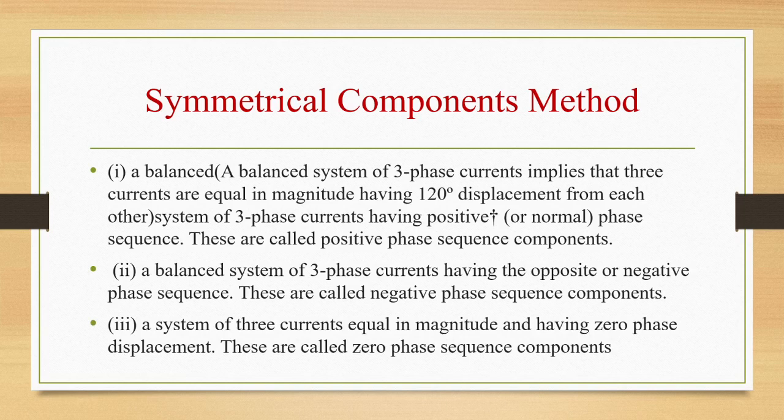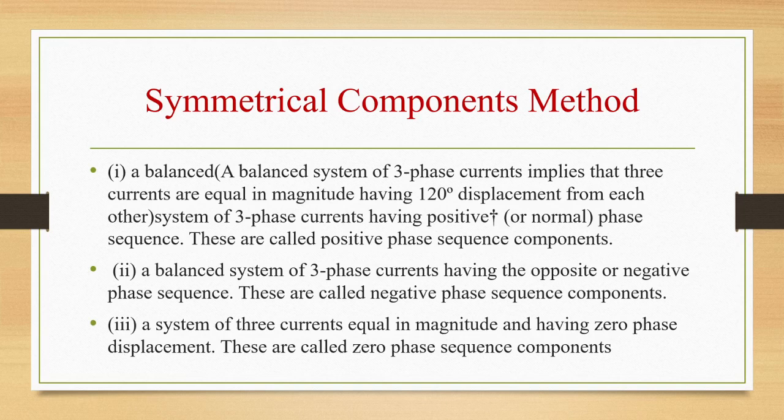A balanced system of three-phase currents having positive phase sequence is called positive phase sequence components. So what is a balanced system? A balanced system of three-phase currents implies that the three currents are equal in magnitude, having 120 degrees phase displacement from each other. Let us see the second one, negative phase sequence.